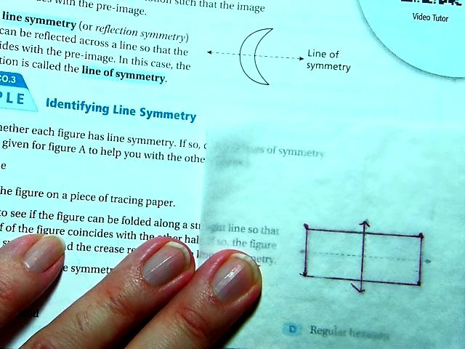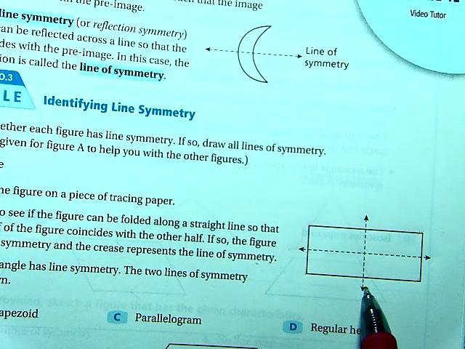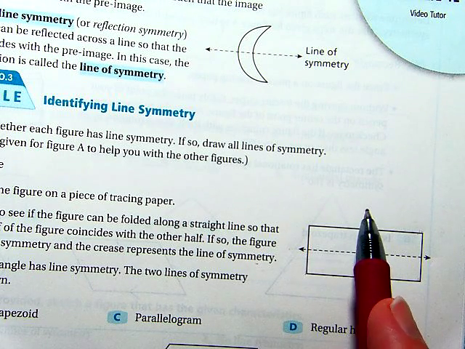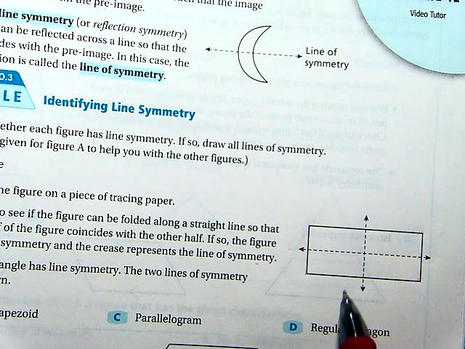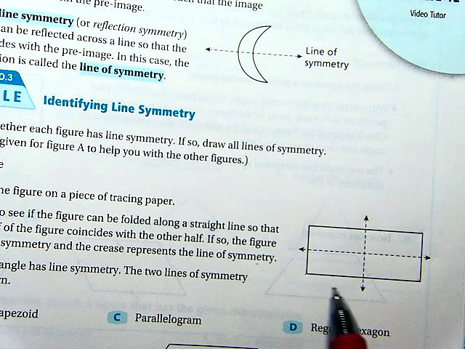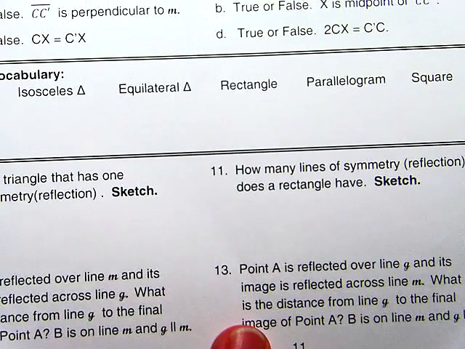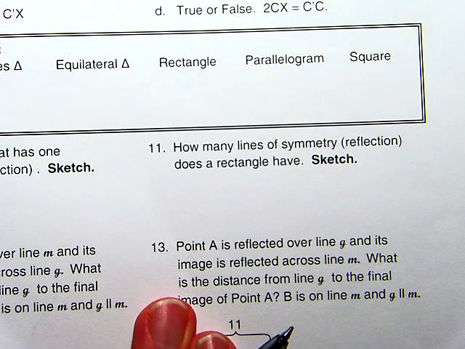So that means that both the horizontal line that is drawn here and the vertical line are lines of symmetry, because they are reflection lines that when you reflect the figure across these lines, you end up with the same figure in the same location. So these are two lines of symmetry. We've actually answered already question number 11. In this illustration, we've answered the question, how many lines of symmetry or reflection does a rectangle have? And the answer is 2.